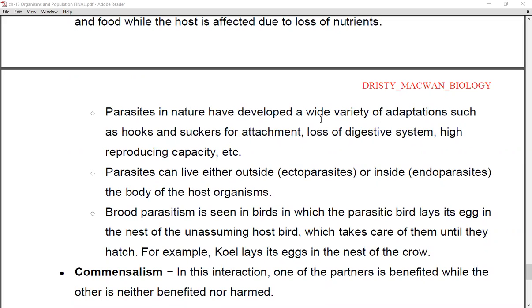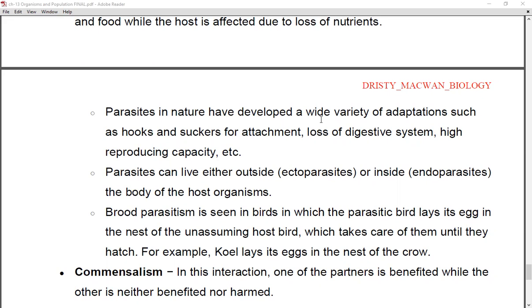Now, the parasites, they live in two ways, right? If they live outside the body, that is, when they are present outside the body and taking the nutrition from the host organism, then those parasites are known as ectoparasites. And if the parasites are living inside the body of a host organism, then those types of parasites are known as endoparasites, right?